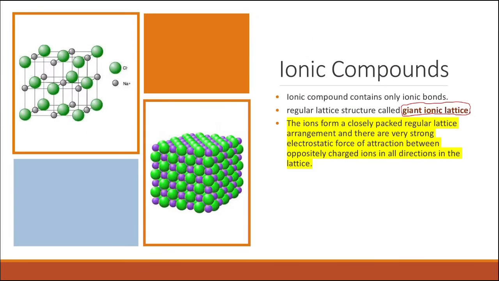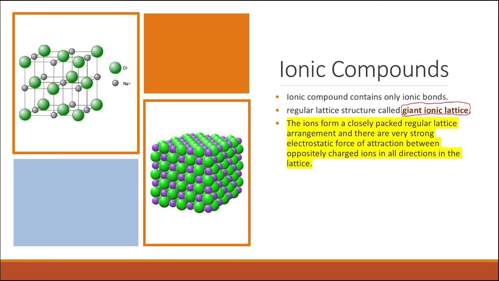Now let's move on to talk about the structure of the ionic compound. How do they look? Ionic compounds contain only ionic bonds. And the ionic compounds have a regular lattice structure that's called the giant ionic lattice. The ions will form a closely packed regular lattice arrangement, and there are very strong electrostatic interactions between oppositely charged ions in all directions in the lattice.